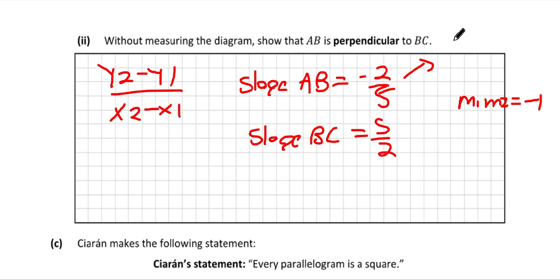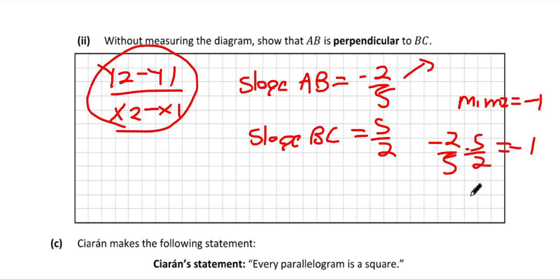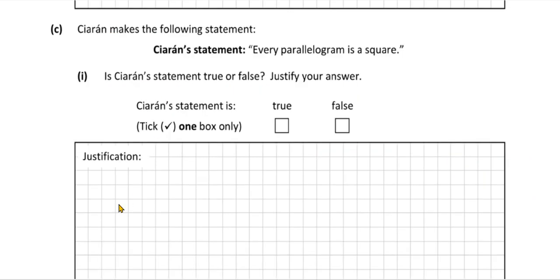Gotten from diagram. Not measured, because measured would be using your protractor. You can also do the formula twice if you really want. I don't want to do the formula twice. And then what I next do is m1 multiplied by m2. So I'll do minus 2 over 5 multiplied by 5 over 2. And I get minus 1 equals minus 1. Hence they're perpendicular.